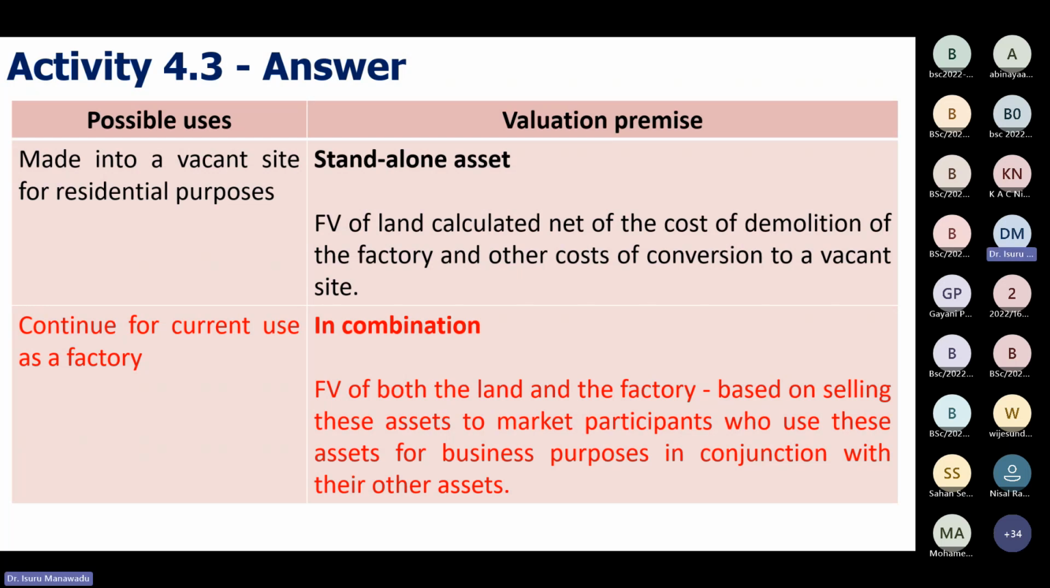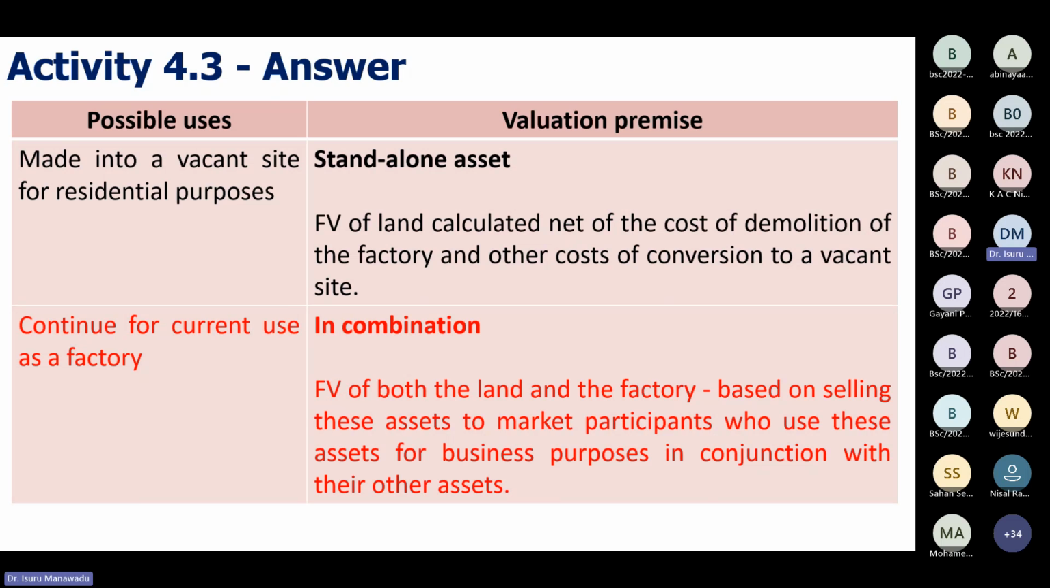Continuation of the current use as a factory. Then we need to see the fair value in combination. Fair value of both land and the factory based on the selling of these assets to market participants who use these assets for the business purpose in conjunction with their other assets, right? So that's the way of calculating the fair value of the respective asset.